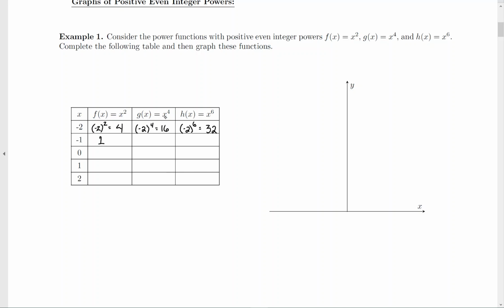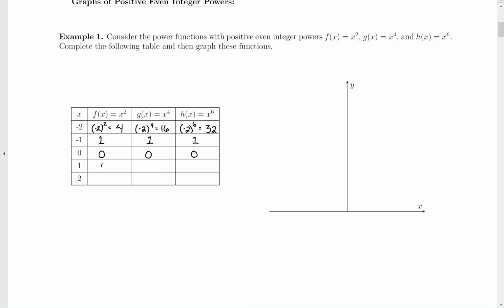If I take -1 and put it into the g of x function, -1, the quantity raised to the 4th power, also +1, and -1 raised to the 6th power. So the number -1 times -1, 6 times is going to be +1. Substituting in the number 0 into our functions, into x squared, 0 squared is going to be 0. 0 to the 4th power is also 0, and 0 to the 6th power is 0.